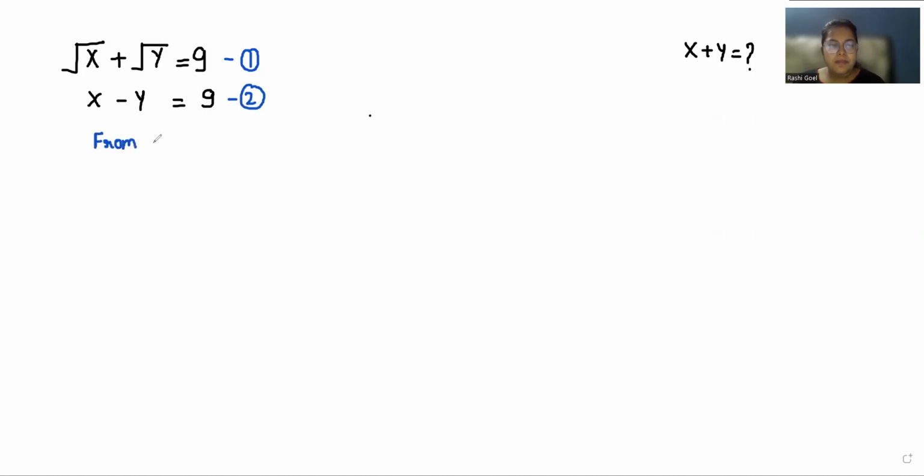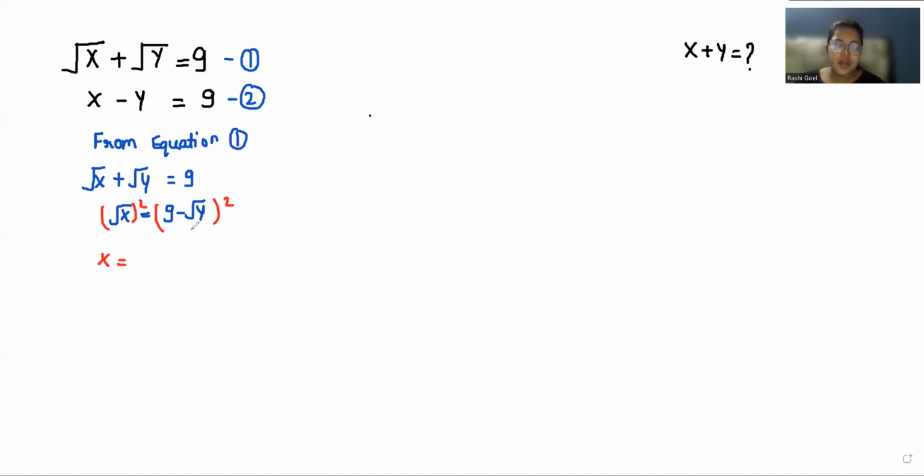So from equation first, root x plus root y is equal to 9. So root x is equal to 9 minus root y. Now I am squaring both sides. So it becomes root x square, which is x, is equal to, here I am going to use a very famous identity, that is (a minus b) whole square equals a square plus b square minus 2ab.